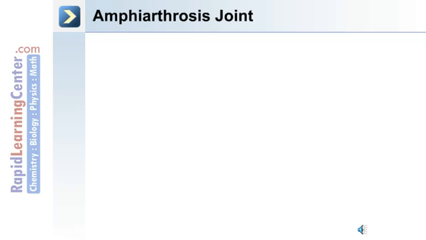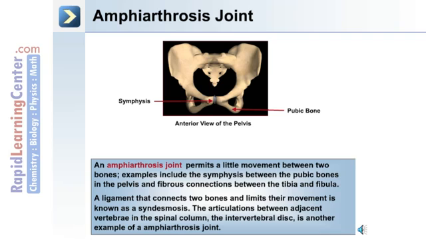Amphiarthrosis joints allow more movement than a synarthrosis joint. An example is the symphysis between the two pubic bones. An amphiarthrosis joint permits a little movement, and examples include the symphysis as well as the fibrous connections between the tibia and fibula. A ligament that connects two bones and limits their movement is known as a syndesmosis. The articulations between adjacent vertebrae in the spinal column, the intervertebral disc, are another example of an amphiarthrosis joint.